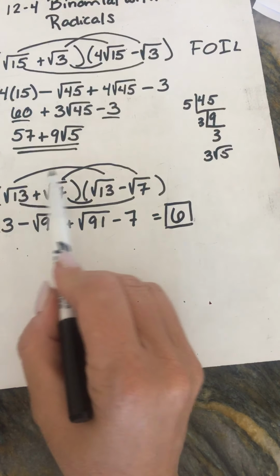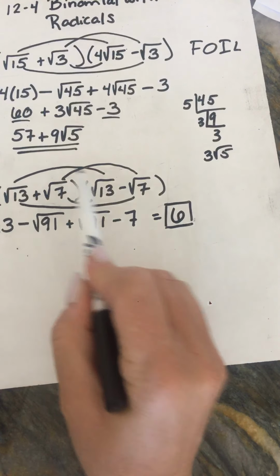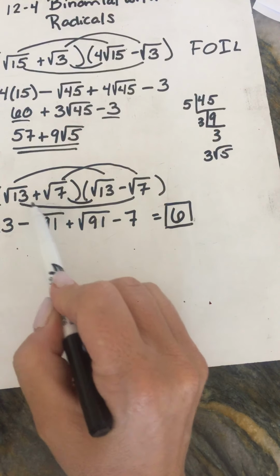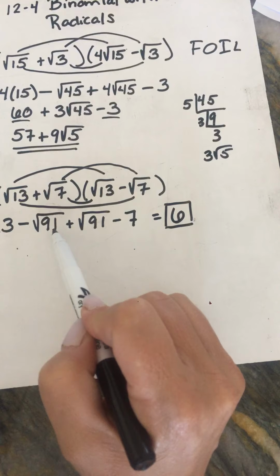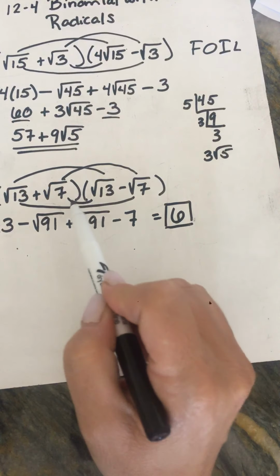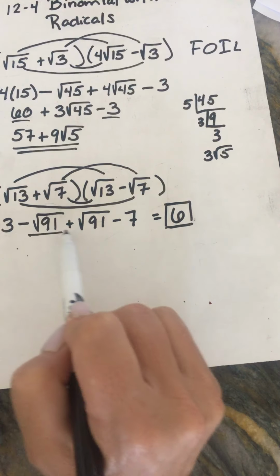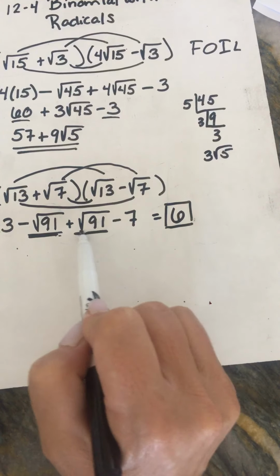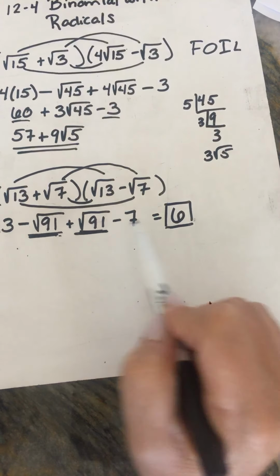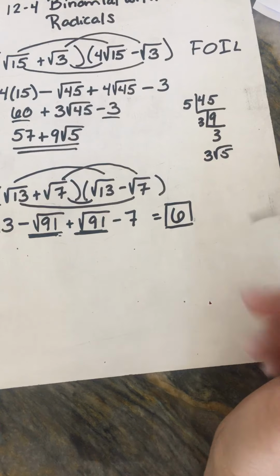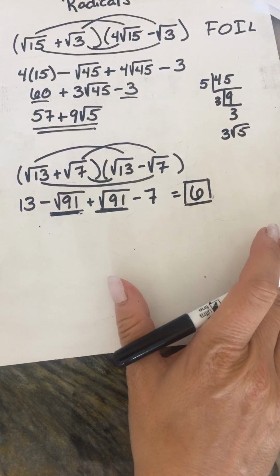All right, so if you have finished, look up and check your work. So we've got square root 13 times square root 13 is 13, square root 13 and square root 7, negative square root 91, positive square root 91, and then negative 7. So wasn't this nice, guys? They just go bye-bye. And so you had 13 minus 7 is 6. That is super cool. Let's do another one.